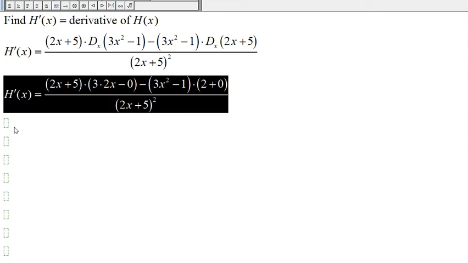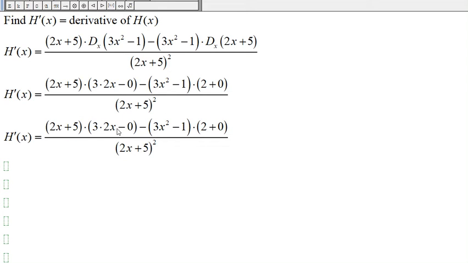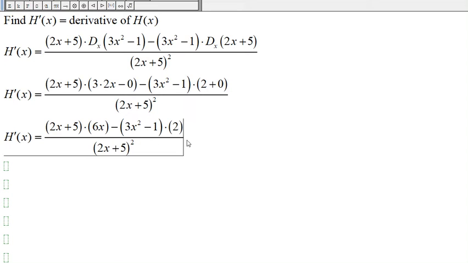And so we get this would be 6x, and this will be 2. And we can simplify this a little bit, or we just leave it like this.